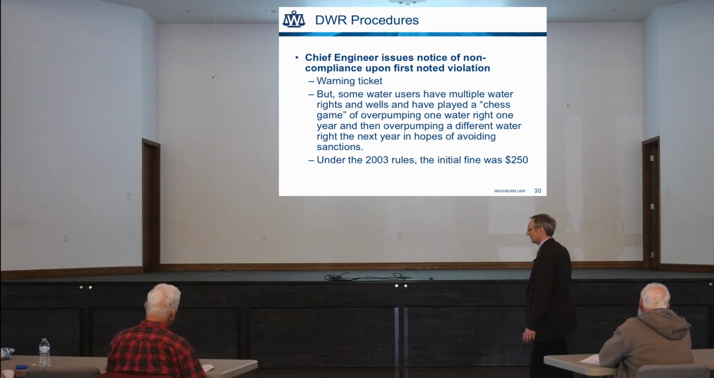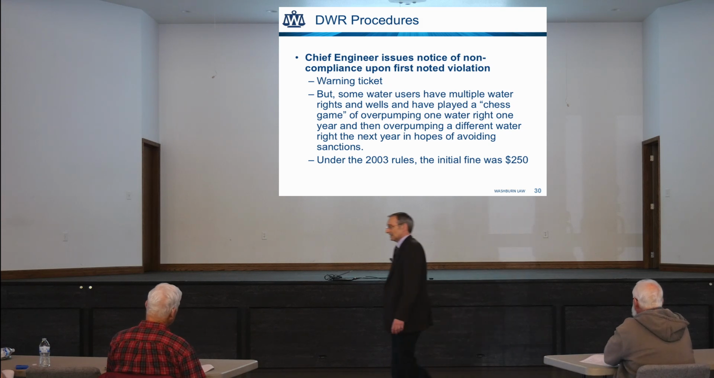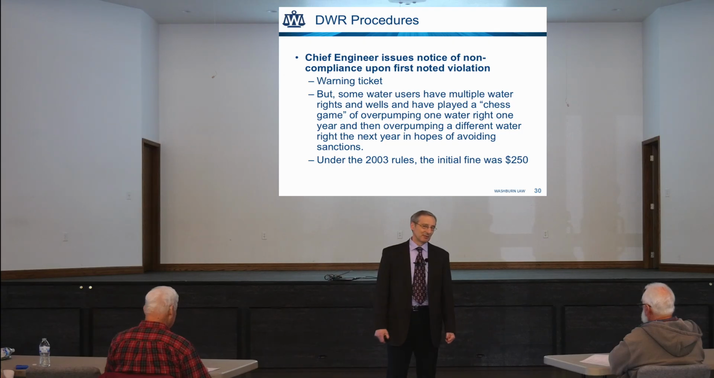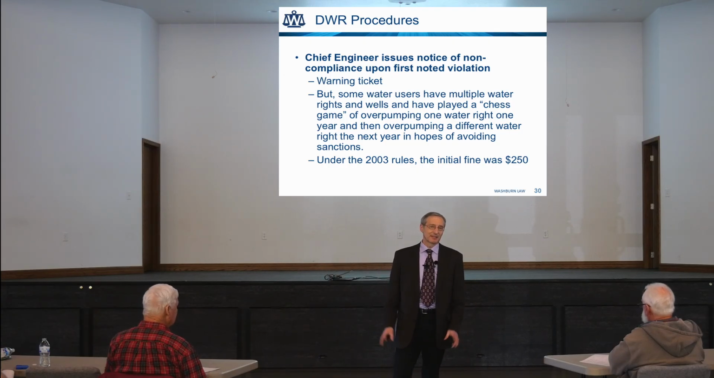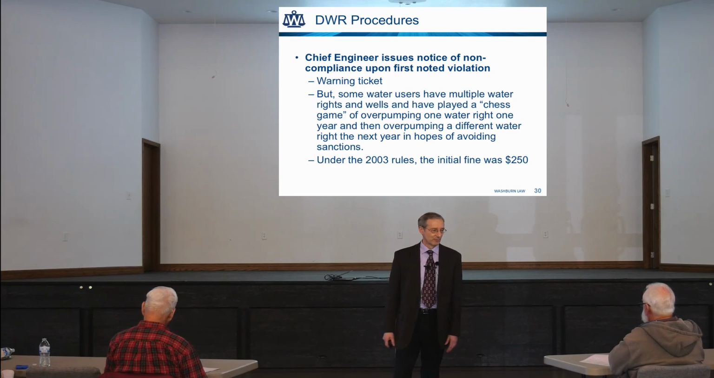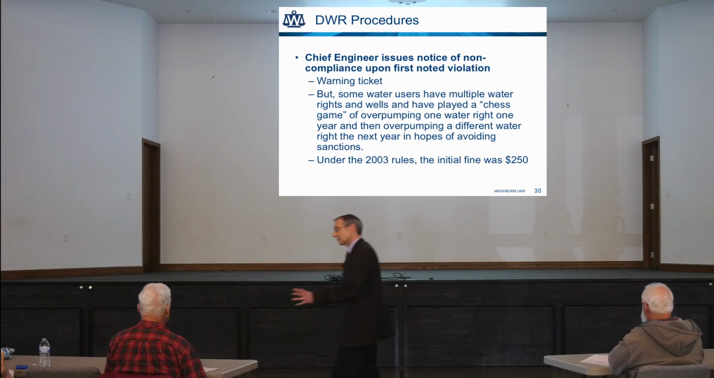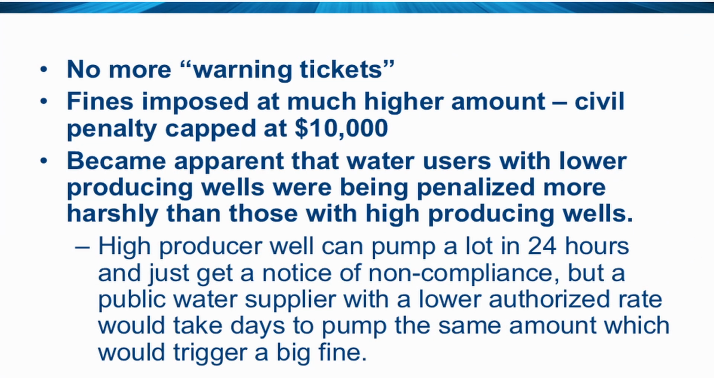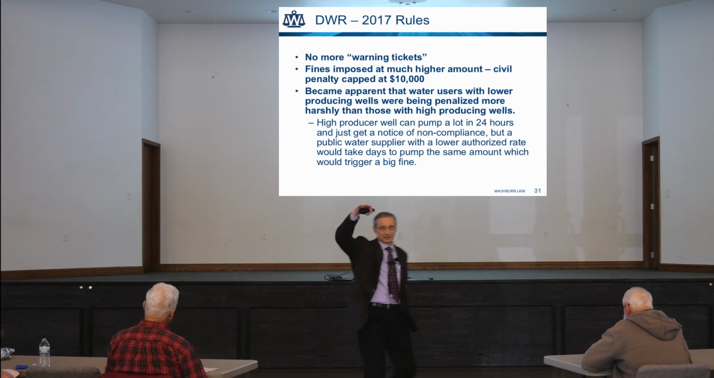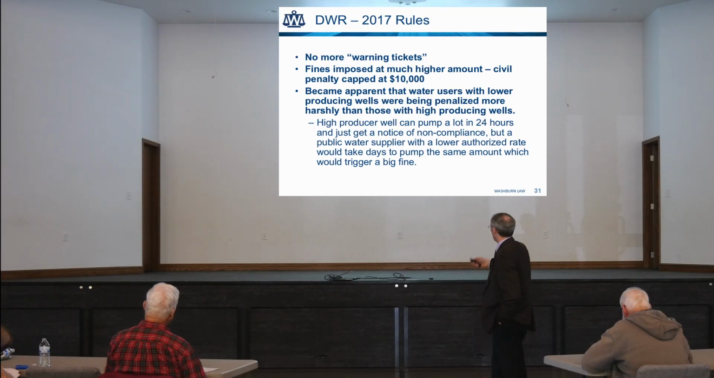The initial fine was only $250, and I can guarantee you, farmers know the math. They say, $250? Put more water on those crops, I can make that up in the market pretty easy. We'll just take a fine. So you overpump the right, get a $250 fine. Now the rules changed. In 2017, no more warning tickets, largely. Fines imposed at a much higher amount. Civil penalties capped at $10,000. Basically, when you get a fine, you're starting at $1,000, not $250, and they're capped at $10,000. So the fines are more substantial.